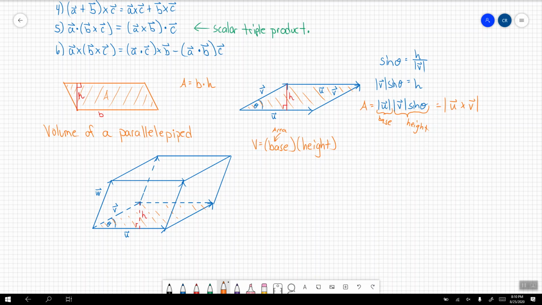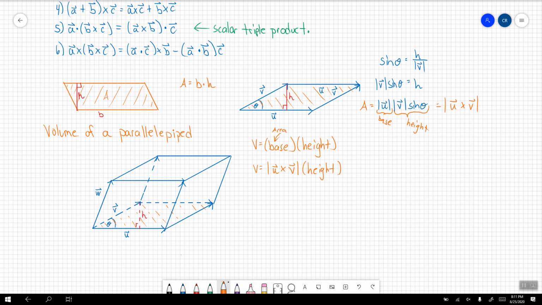So, area of the base, we already know that. The area of the base was the area that we found previously, which was this piece. So the area of the base, that's not too bad. Now all we have to worry about is the height. What is the height of this parallelepiped?